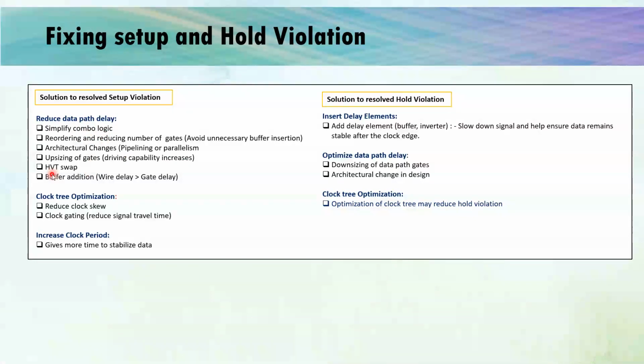So fifth is high VT swapping. Many of the time in our design we might be using high VT cells. So instead we can use some low VT cells. These low VT cells have some disadvantages of their own, but low VT cells decrease the transition time. As the transition time decreases, our propagation delay will also decrease. So we can replace high VT cells with normal VT cells or low VT cells, which speed up our timing without disturbing the layout.